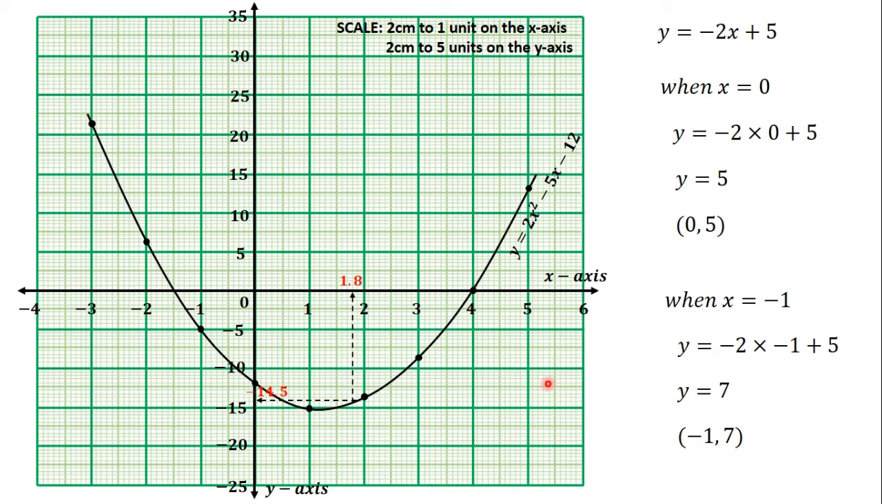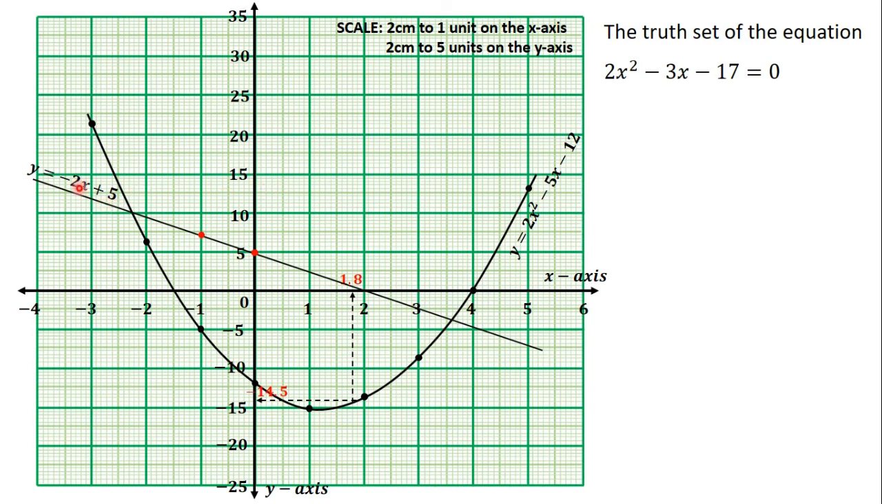With these 2 points, we can plot them on the graph sheet and join them to get the graph of the linear function y is equal to minus 2x plus 5. The first point is 0, 5. So 0 on the x-axis and 5 on the y-axis, which will be at this point. And the next one we have is minus 1, 7. So minus 1 on the x-axis and 7 on the y-axis, which will be on this point. We will join these 2 points with a straight line to get the graph of the linear function y is equal to minus 2x plus 5.